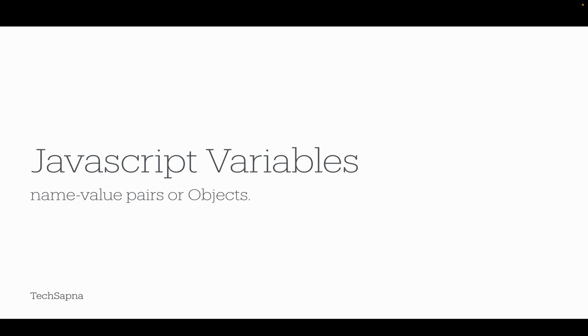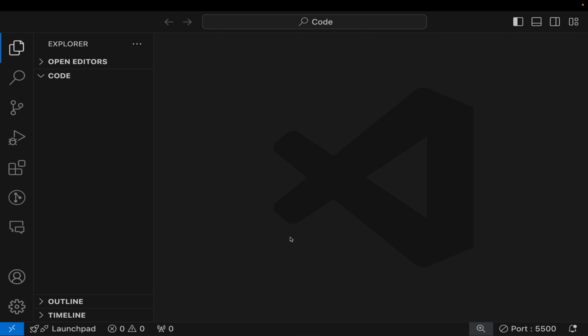In JavaScript, variables are either name value pairs or objects. To understand the statement in detail, let's start by declaring some variables. To do so, I have created a folder and I have opened that in VS Code.